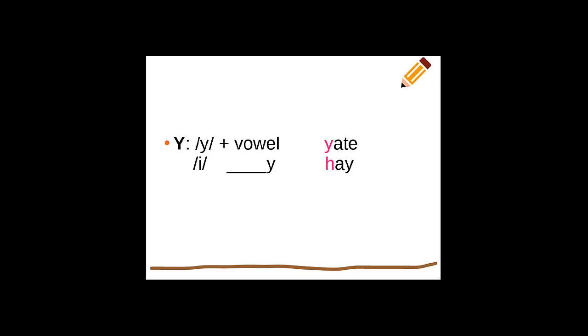Y also can be pronounced in two ways. If we have Y and a vowel, then it acts like a consonant, like the J that we saw before. So that sounds yate, yacht. And it will behave like a vowel, like I, if it goes at the end of the word. For instance, hay, there is, there are.